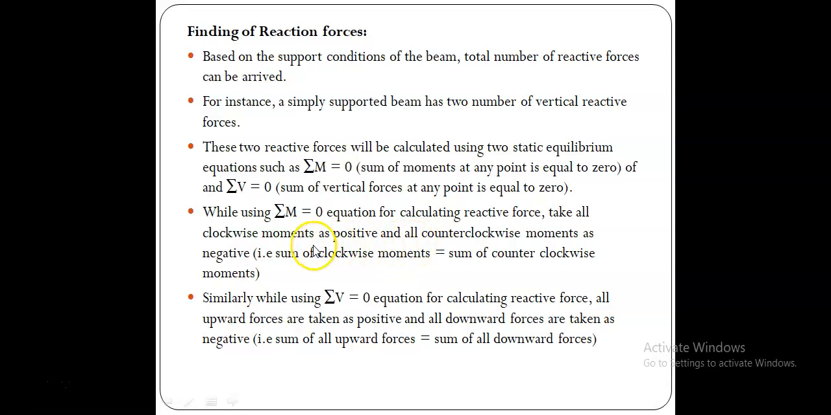If we give the positive sign for all clockwise moments, then we use the counterclockwise moments as negative. Otherwise, if we put the negative sign for clockwise moments, then we use the positive sign for counterclockwise moments. Finally we can use sum of clockwise moments equal to sum of counterclockwise moments, and therefore we get this equation sigma M equal to 0. Similarly, we use sigma V equal to 0 for calculating the reactive forces.